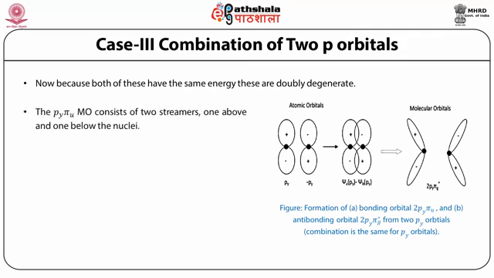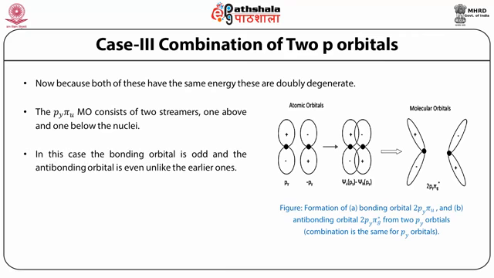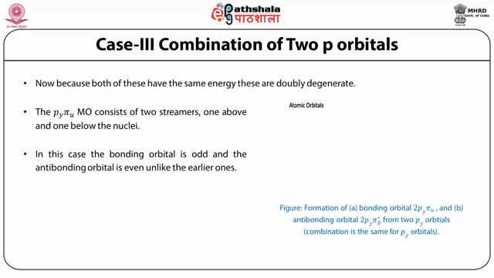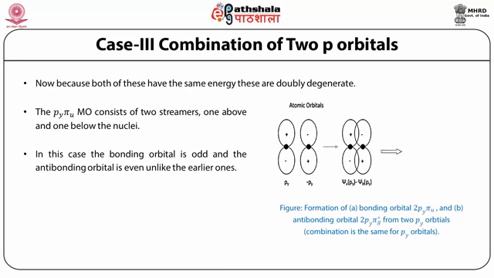The py pi u molecular orbital consists of two streamers, one above and one below the nuclei. And in this case, the bonding orbital is odd and the anti-bonding orbital is even, unlike the earlier ones. The figure depicts the formation of the bonding orbital 2py pi u and the anti-bonding orbital 2py pi g star from two py orbitals. The combination is the same for pz orbitals.